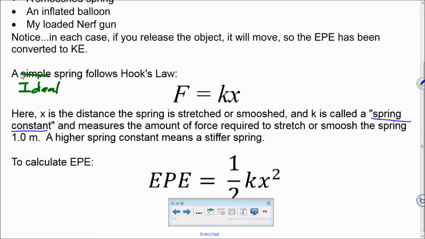All right. So what is K? K is what's called the spring constant. Basically it measures the amount of force required to stretch or smoosh the spring a certain distance. The higher the spring constant is, the stiffer the spring is. So before we talk about the elastic potential energy equation, let me talk for a minute about this equation. I think hopefully in the notes I gave you a blank.